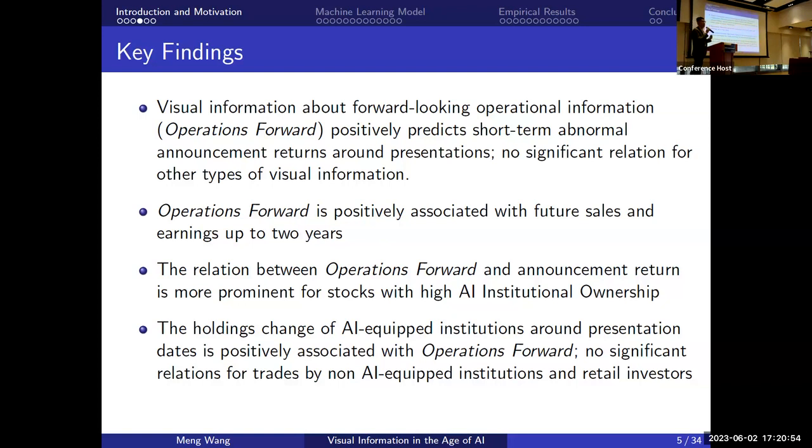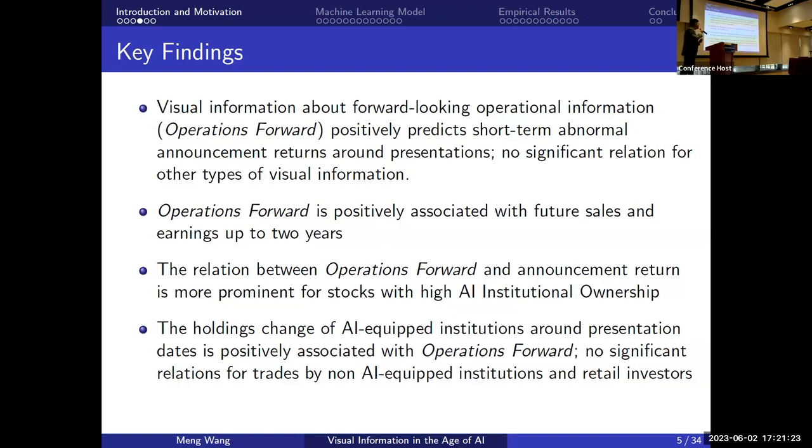And if you have a picture of logos or images, then we don't find a market response. The second finding is that operations forward is positively associated with future sales and earnings up to 2 years following the transition. So this is the channel for why the price is impacted, because we find that operations forward can predict the future cash flow of the firm.